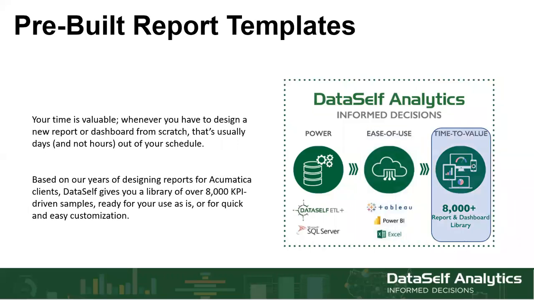And then finally, this trinity is completed with an underlying report and dashboard library, over 8,000 reports, dashboards, KPIs that you can use as is, you can customize. These reports and dashboards are obviously not just for Acumatica, they're for other ERP and related solutions. But they ensure that once you've got DataSelf implemented, configured, up and running, you can get analytics right out of the box, which are very meaningful for your organization.